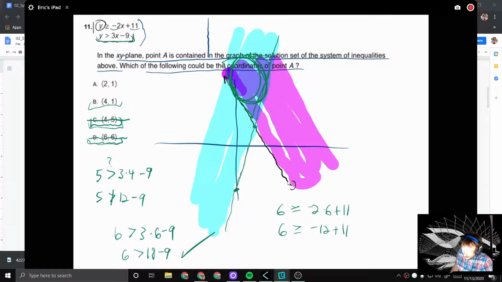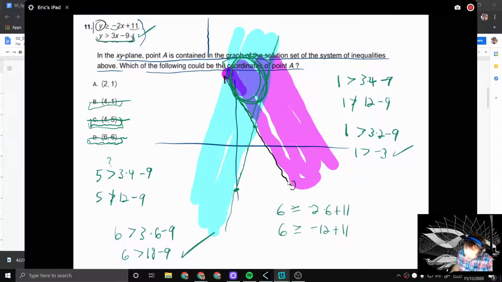4, 1. So now we put 1 in for y. Let's do the bottom equation first. 1, is it greater than 3 times 4 minus 9? Is 1 greater than 12 minus 9? It is not greater. So B is out. 2, 1. Is 1 greater than 3 times 2 minus 9? 1 is greater than 6 minus 9, -3. So it satisfies the second equation.